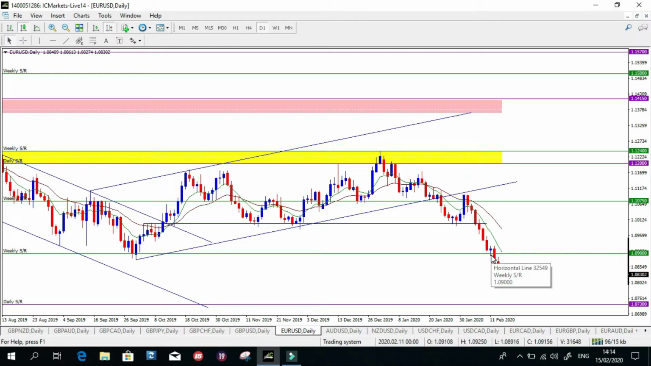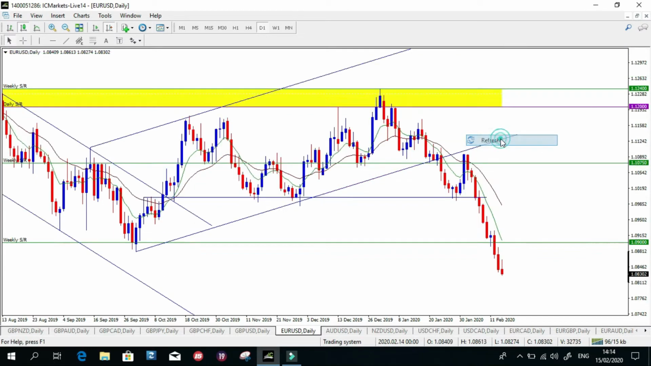We can see that price printed a bullish pin bar at this weekly support. However, it failed since it was a counter trend signal. That's why we should always avoid any counter trend signal and only stick with the direction of the trend. Now, this was a very important close for the downtrend continuation. Price closed well beyond the weekly support level.